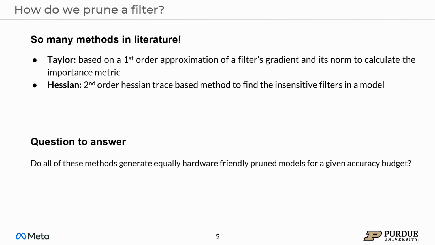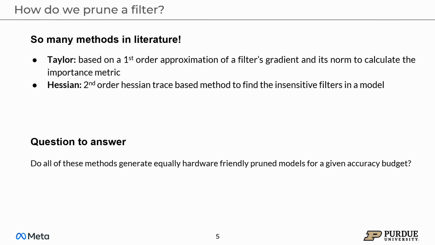Essentially, we need some estimate of a filter's importance. If you look at the literature, there are many ways of doing this, such as the L1 norm, L2 norm, and so on. We chose two state-of-the-art techniques. One is the Taylor-based approximation, which is a first-order approximation using a filter's gradient and its norm, and that's used to compute the importance of the filter. We also chose a second-order Hessian-based method to find the insensitive filters in a model.